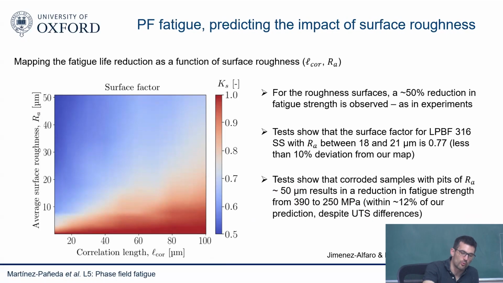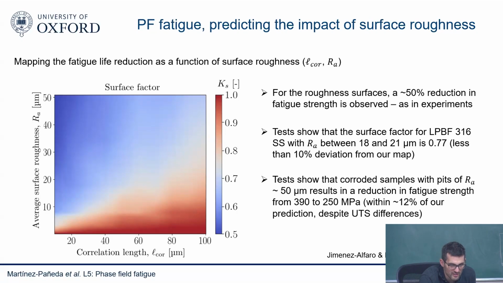Of course, it takes a lot of calculations to build a map like this, because we run at least 30 simulations per combination of surface factors, because we get a statistically representative result, and we are running dozens or hundreds of simulations to build this map. But I think this is quite interesting, the fact that you can use a computational tool for the first time to be able to predict this kind of surface behavior.